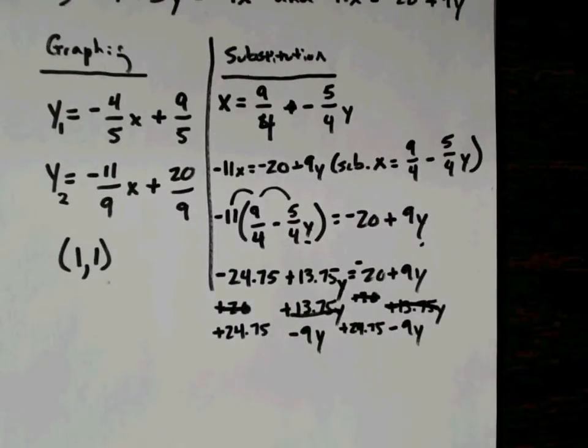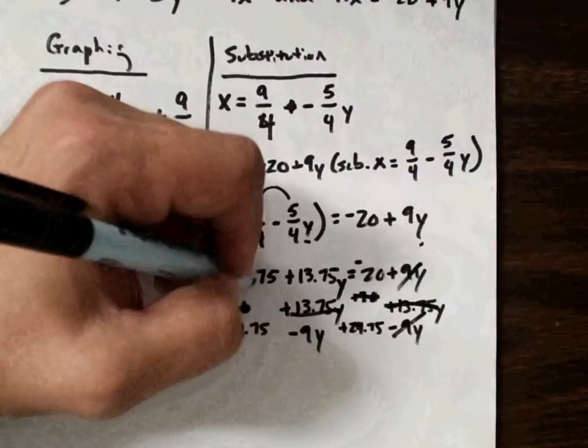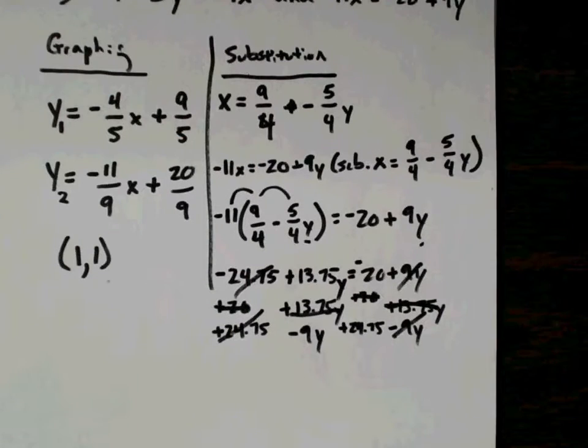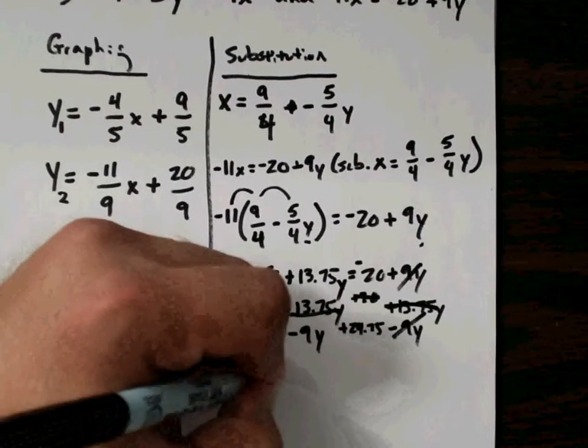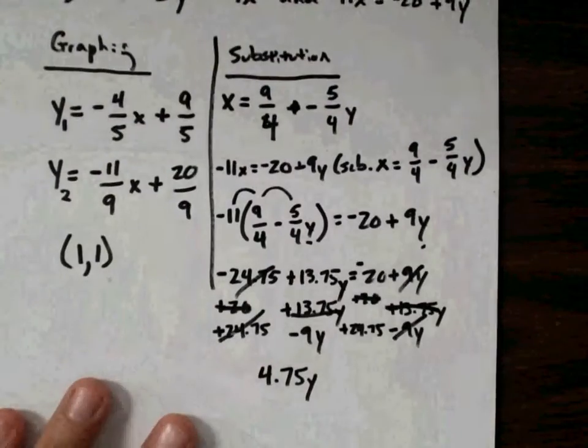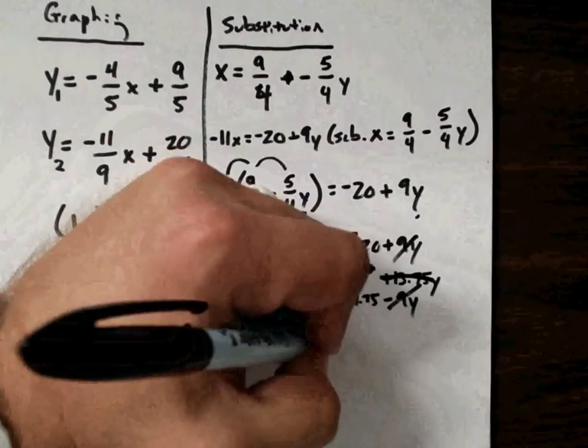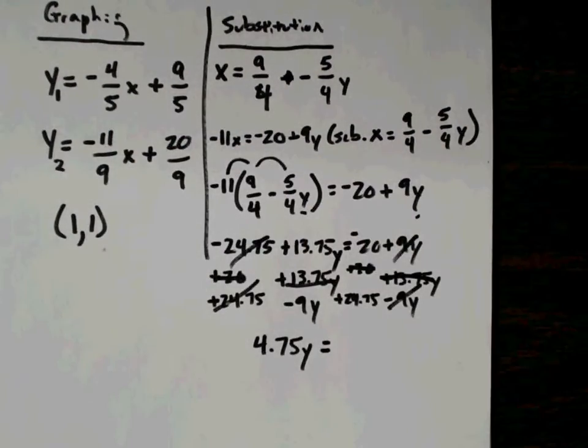There we go. So these are going to cancel out. These are going to cancel out. And I'm going to have 13.75 minus 9, which is going to give me 4.75y equal to negative 20 plus 24.75.